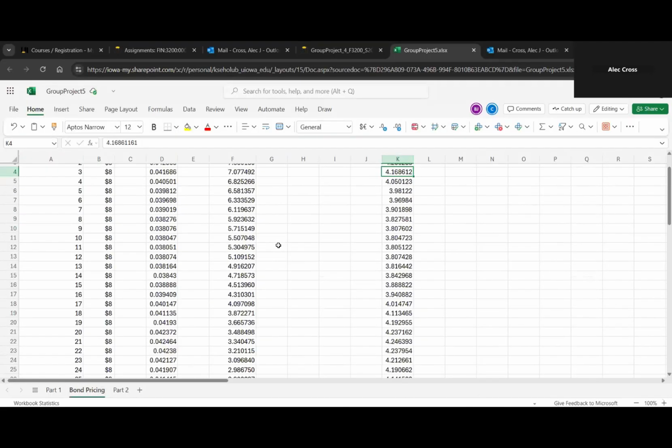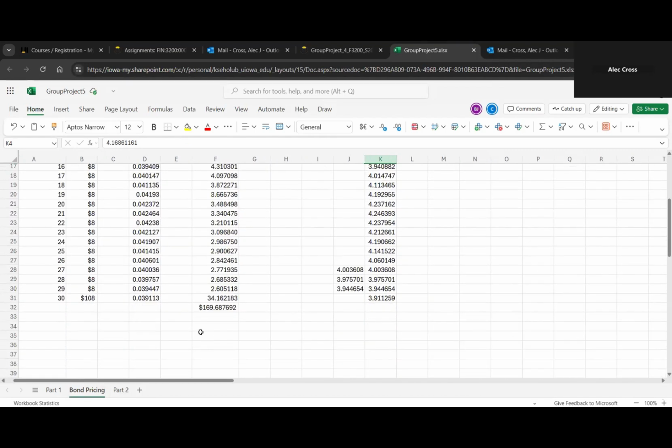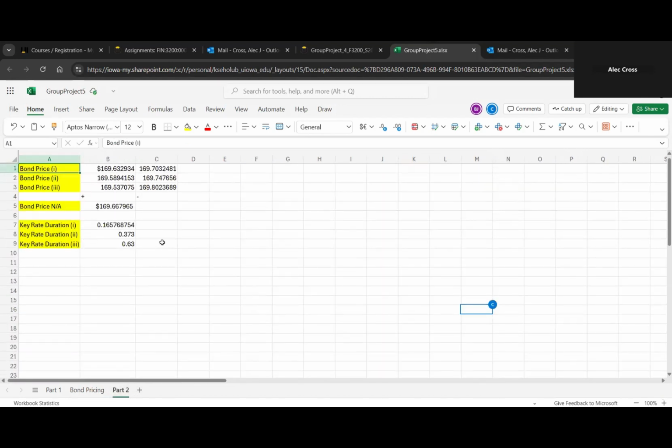So here's the 30 years data that we used, cash flow, maturity. Plug that in, bond price then is $169.68. And these are the numbers that we got: bond price 1, 2, and 3. And then the bond price NA is 169.6679.